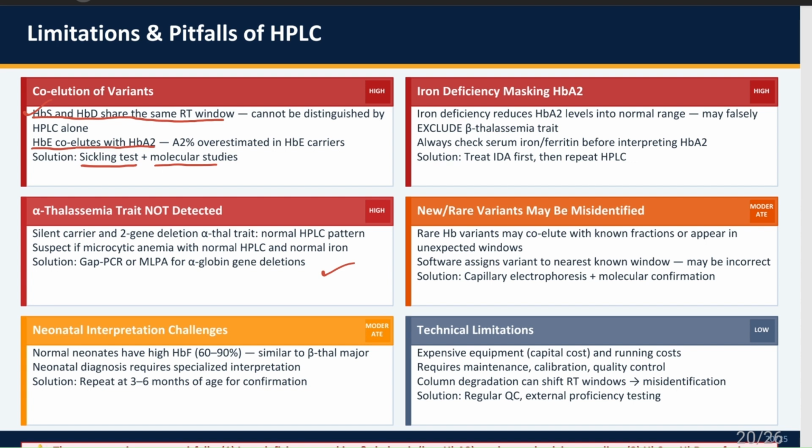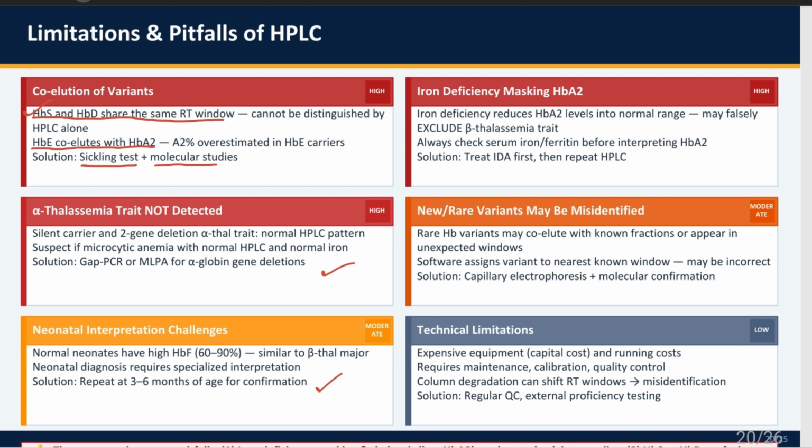In neonatal interpretation, we know that in neonates HbF is high up to 6 months, which is very much similar to beta thalassemia major. Hence, in case of neonates, we should perform HPLC after 3 to 6 months of age. In case of iron deficiency anemia, the iron deficiency reduces HbA2 level into its normal range and may falsely exclude beta thalassemia trait. Hence, we should always check serum iron or ferritin level before interpreting HbA2 level.